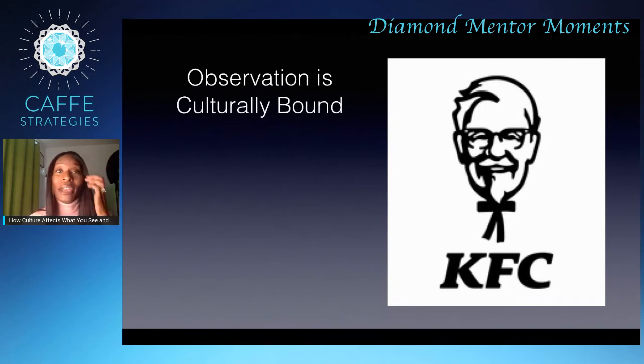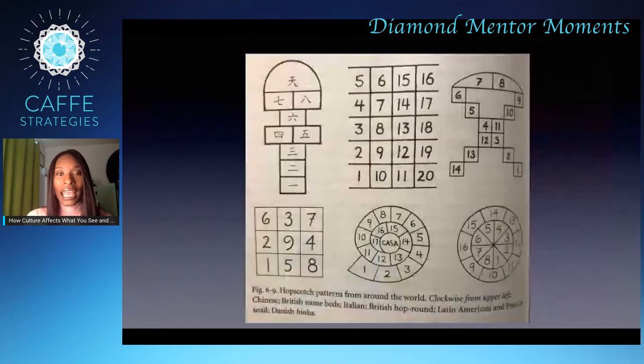So I bet for those of you who do see this logo on a regular basis, you'll never engage with this logo the same way again. And that just made me laugh. But it's a great example of how culture affects what you observe, and your observation affects what you're able to create and eventually innovate. Here's another example that I love to share.